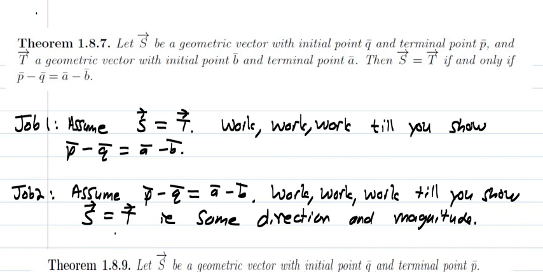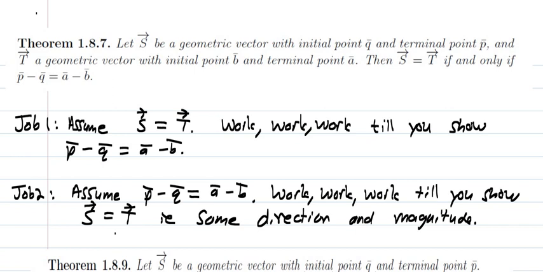Remember, if S is a geometric vector with initial point Q and terminal point P, and T is a geometric vector with initial point B and terminal point A, then you can prove that geometric vector S is the same as geometric vector T if and only if P minus Q is equal to A minus B. So there's a simple way of knowing if two arrows are identical.